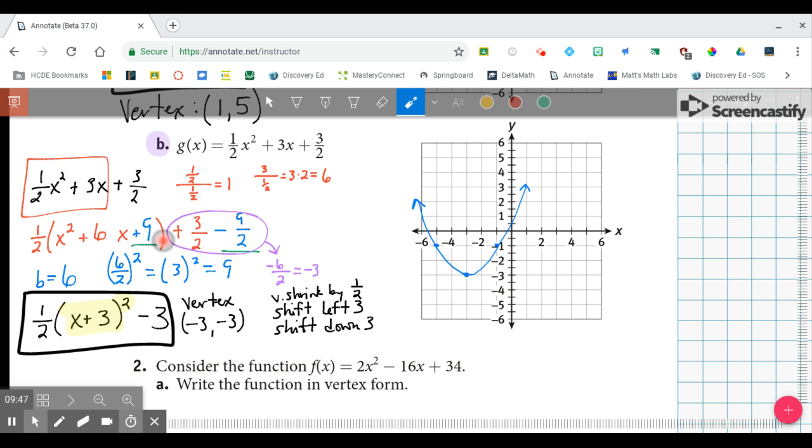You factor the perfect square trinomial, or you can just remember what's that b over 2 value, however you want to think of that. The constants over here, this is 3/2 minus 9/2. That's negative 6 over 2 or just negative 3.